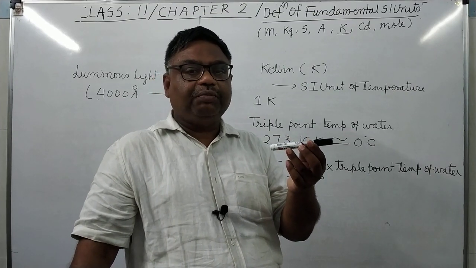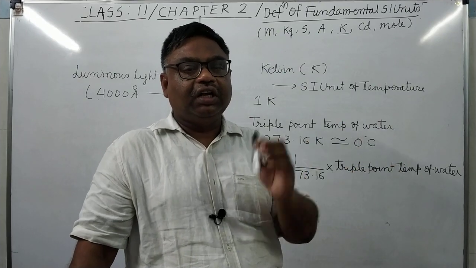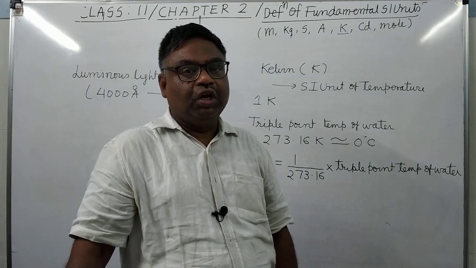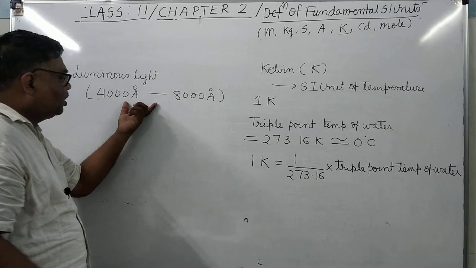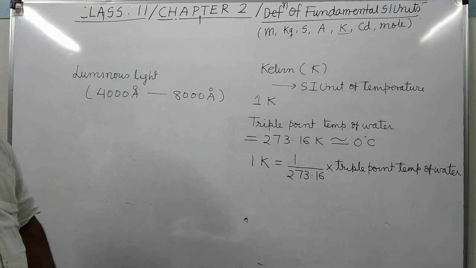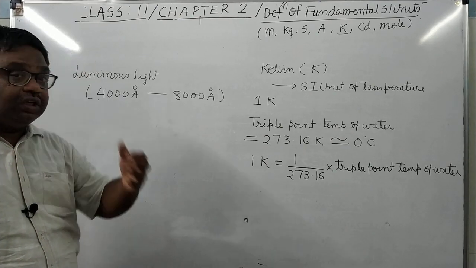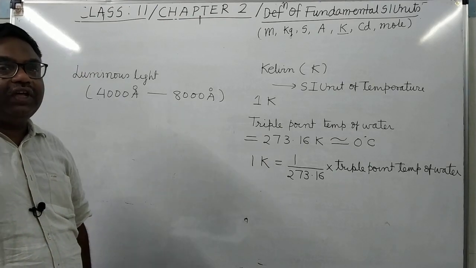40 joule per second means it consists of a luminous amount of energy as well as non-luminous energy. Luminous energy is the one whose wavelength lies in this range, non-luminous energy is the one whose wavelength lies outside this range. It's clear? It is producing both kinds of energies.